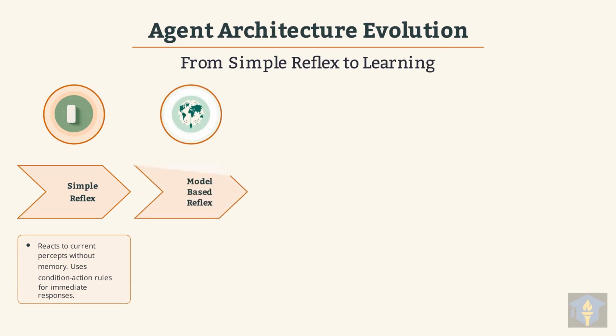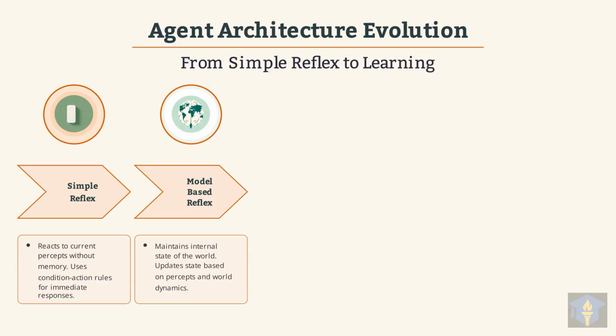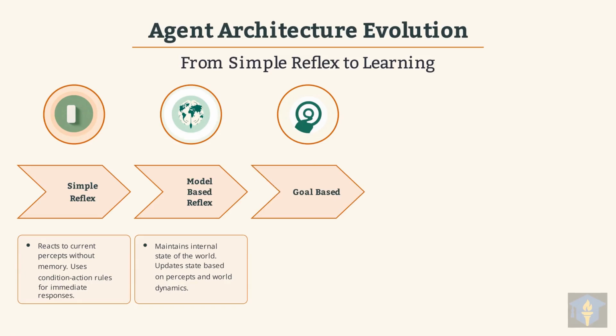Next, model-based reflex agents introduce an internal representation or model of the world. They maintain an internal state, updating it with new perceptions and understanding how the world changes over time. Goal-based agents are more complex, making decisions driven by specific objectives they want to achieve. They use goal information to decide actions, often requiring planning and search to achieve their desired objectives.